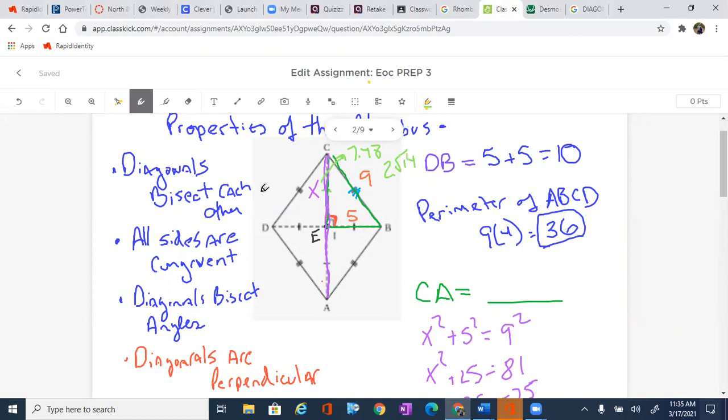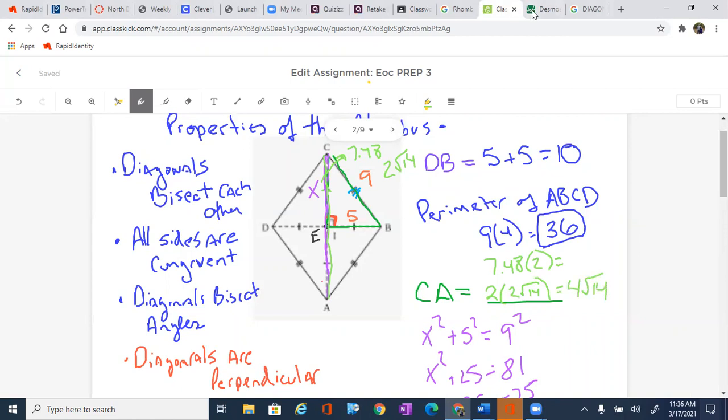But our question was, what is CA, the total length? So what are we going to do? We're going to double it. I could take 7.48 and multiply it by 2, or depending on what I'm asking for in terms of the question, I would just say 2 times 2 times the square root of 14, which is simply 4 times the square root of 14.